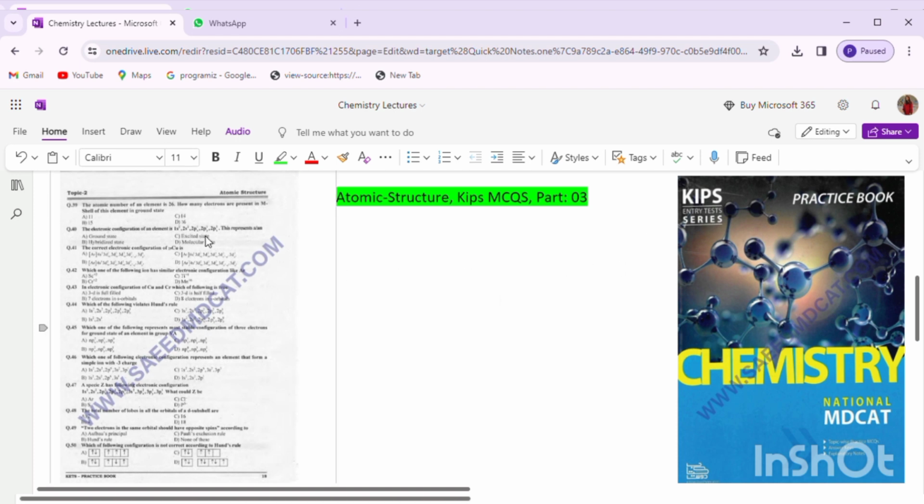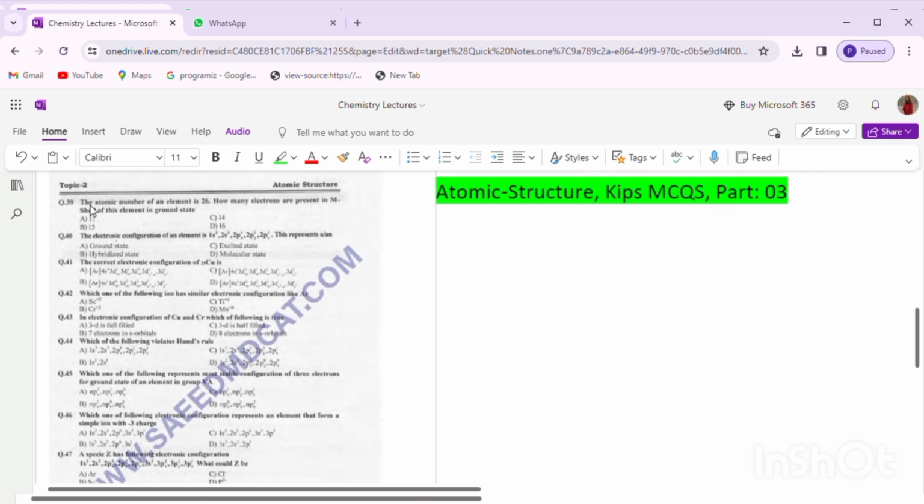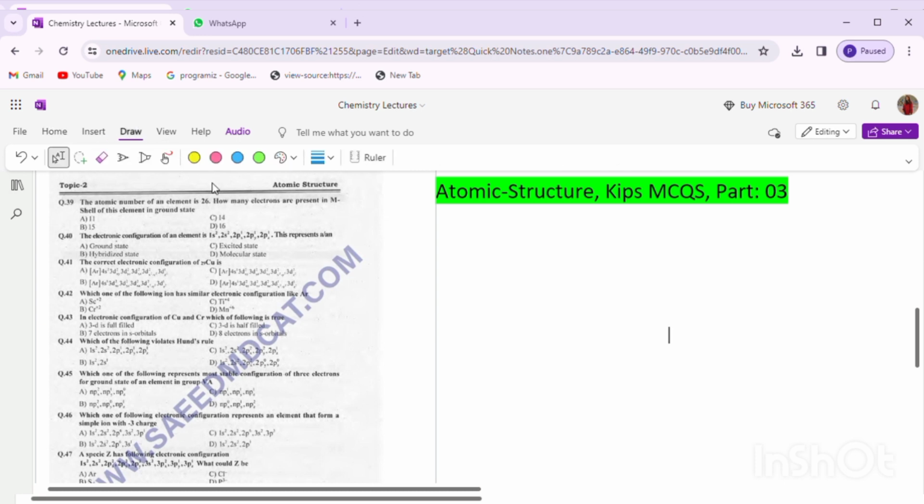What are they asking us in the 39th MCQ, right? So the atomic number of an element is 39. They have given us the atomic number of an element, right? And they are asking us how many electrons are there in the M shell of this element in the ground state, right? So they are asking us, this is basically the nucleus.